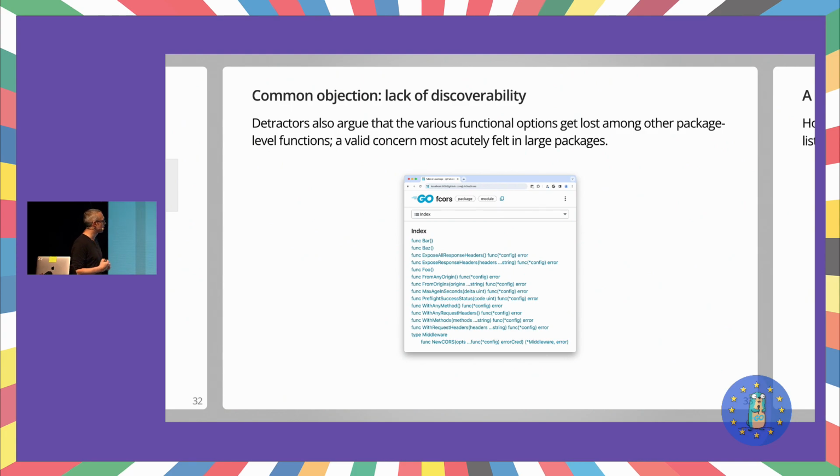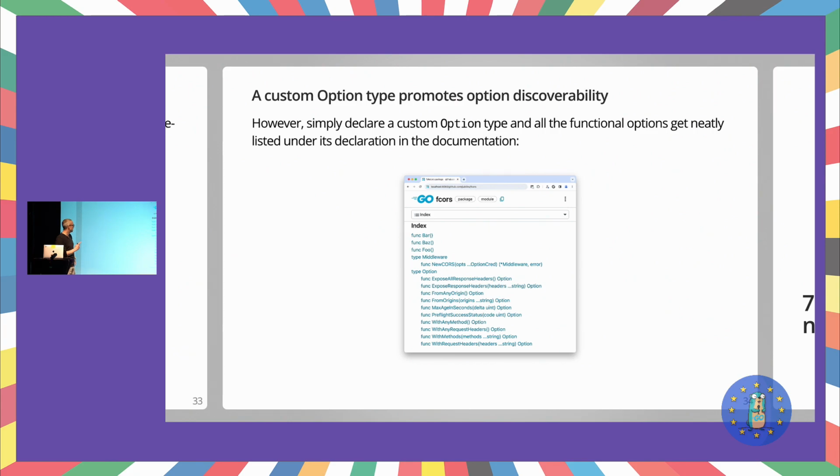Another issue is that some people say functional options tend to get lost among the other top-level functions in the package. So I've added some spurious functions just to give you an example. It's kind of tough to see which are the functional options and which are just regular functions. But again, a custom option type helps here. As soon as you declare a custom option type, all the relevant functional options get listed neatly under the type in the documentation, so they stand out. Okay?